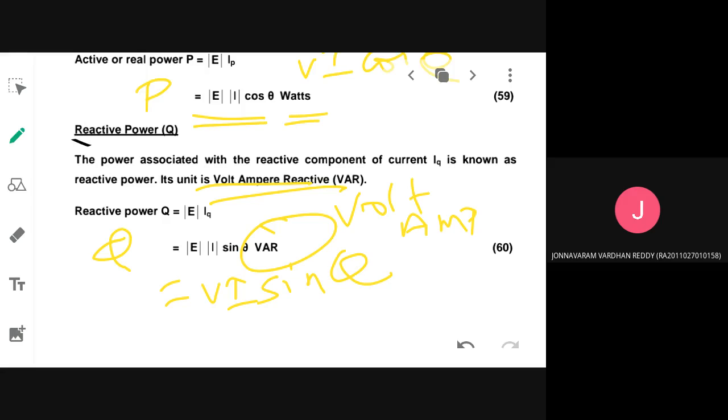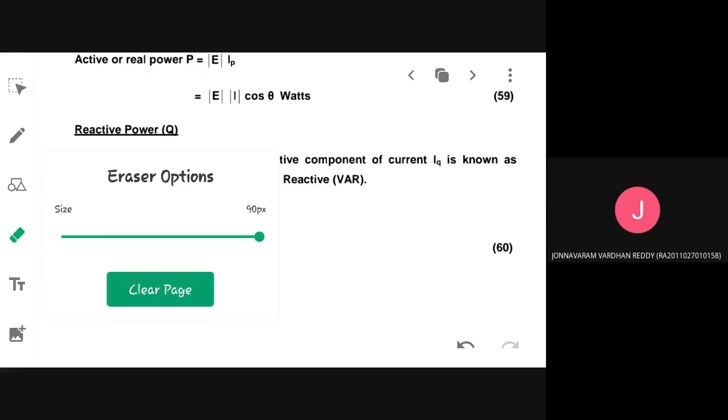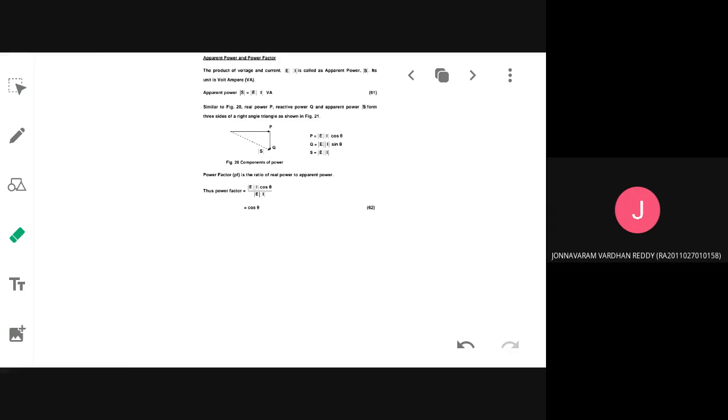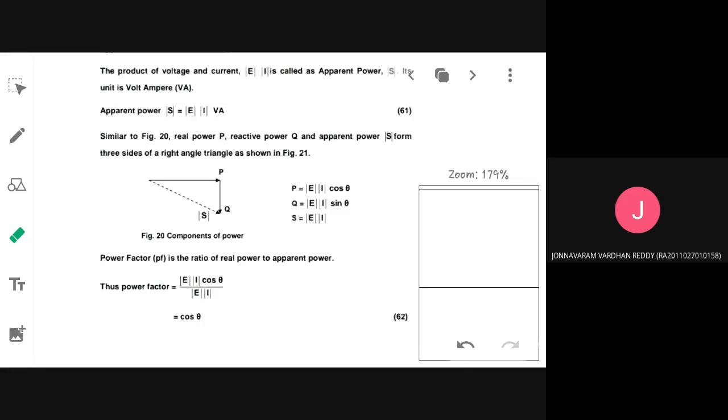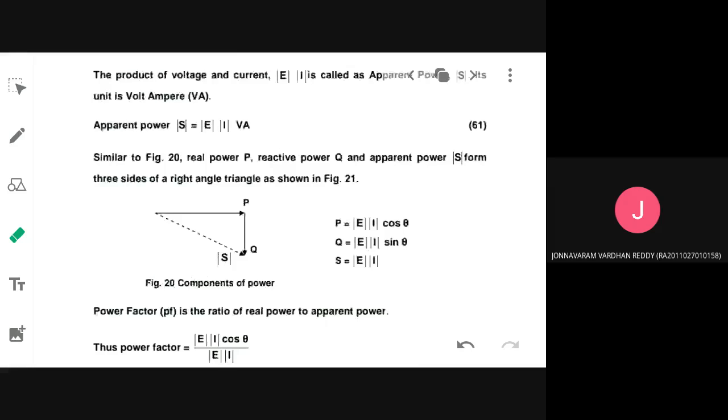Alright. Now, apparent power. Apparent power is the sum of these two powers, that is, real power and reactive power. The sum of these two powers is called apparent power. The formula is S equal to VI and the unit is volt ampere.